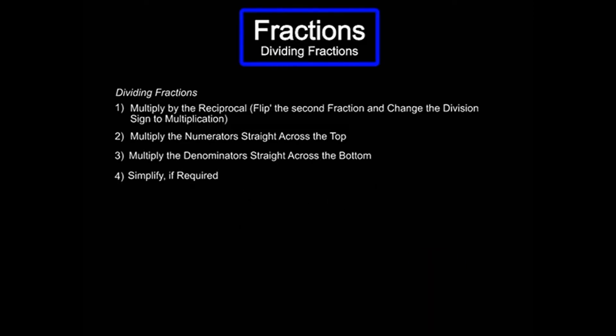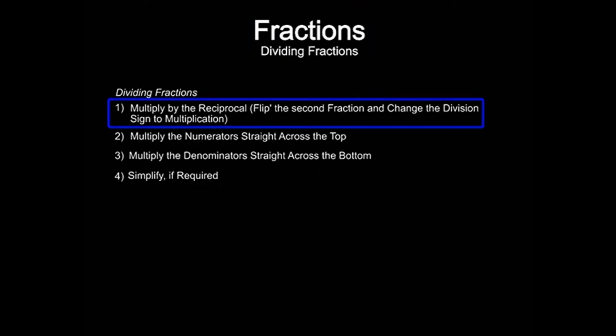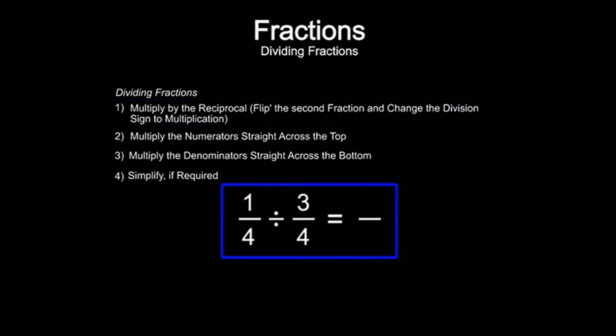Dividing fractions is very similar to multiplying fractions, but there's one additional step. To divide, you must first find the reciprocal, or flip over the second fraction and change the division sign to multiplication. This is called multiplying by the reciprocal. For example, here we have 1/4 divided by 3/4.